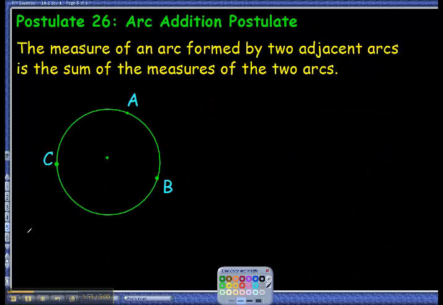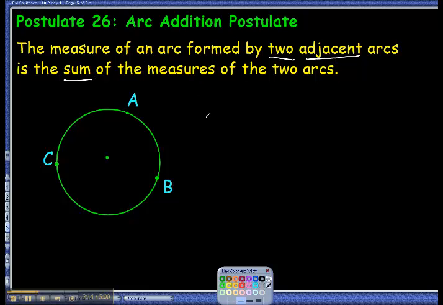Alright, our postulate. It's the arc addition postulate. Kind of reminds us of the segment addition postulate and angle addition postulate. It says the measure of an arc formed by two adjacent arcs, they have to be adjacent, right next to each other, is going to be the sum of the measure of each of those arcs.